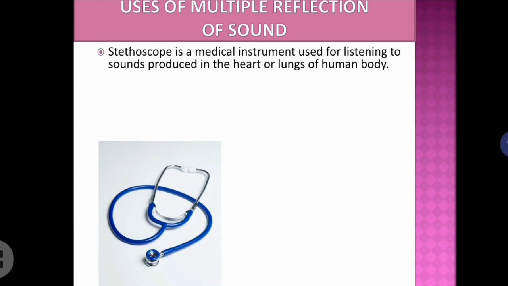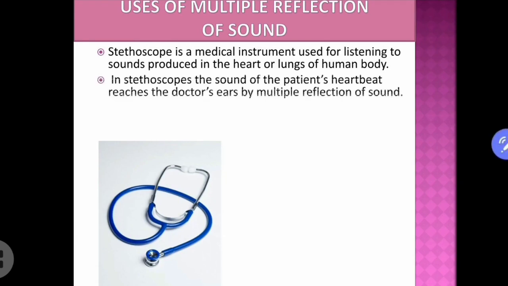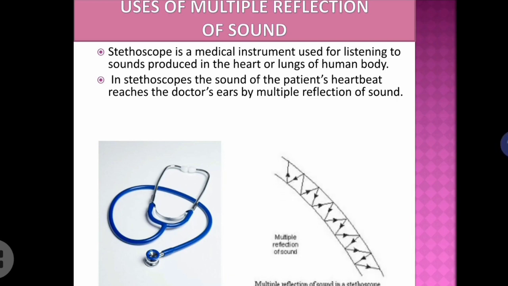Next one, as you can see, is a stethoscope. You know, the stethoscope is the device used to listen to the sounds produced in the heart or lungs of the human body. Here, in the stethoscope also, the sound of the patient's heartbeat reaches the doctor's ears by multiple reflection of sound. As you can see from the figure, the sound is reflected several times and finally reaches the ears of the doctor.